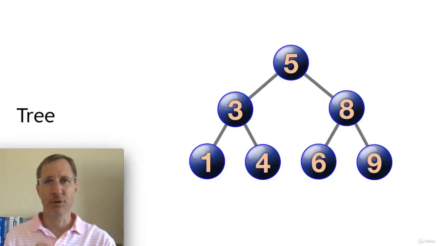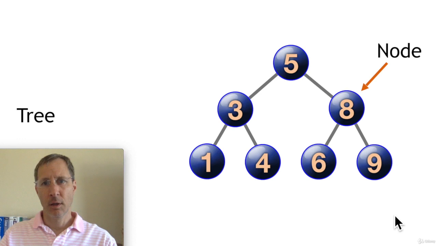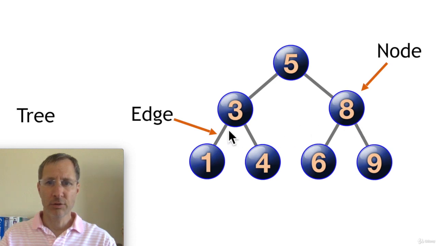So first let's learn some basic terminology about trees. This is a node. Each part of a tree is called a node, and each connection between nodes is called an edge.